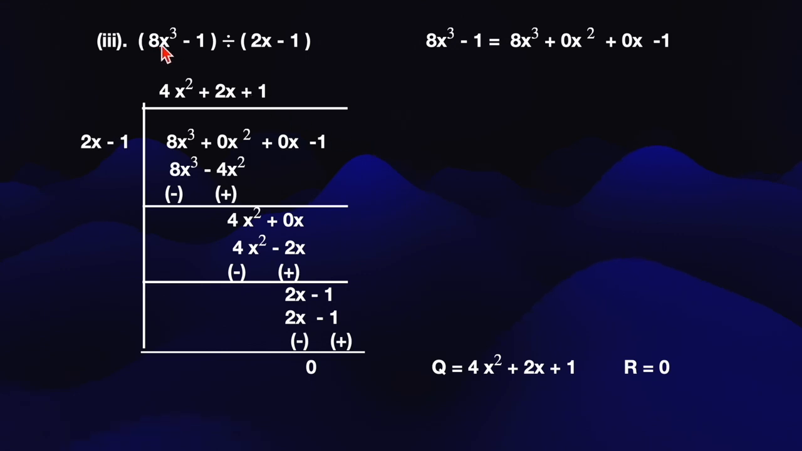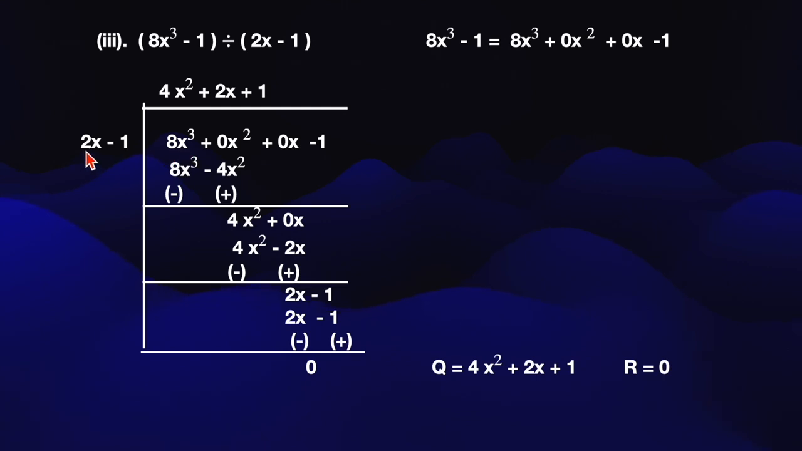Okay. Here is another sum. Here the x square term is not there, x term is not there. So I'm going to write it as 0x square plus 0x. So write down this. This is the dividend. Write it here. 8x cube plus 0x square plus 0x minus 1. And the divisor is 2x minus 1.